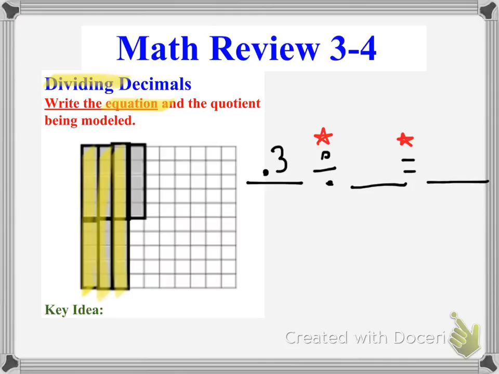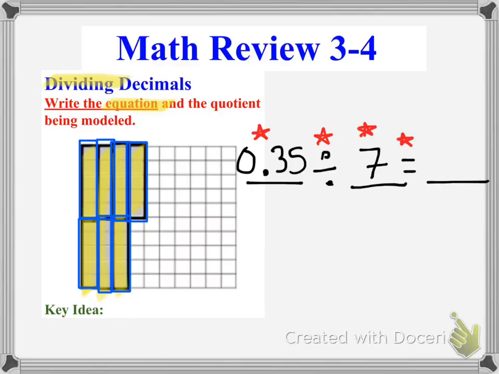that's going to be the first number that I write in my dividend, a 3 in the tenths place, and then I have 5 hundredths, so it's going to be 5 in the hundredths place. So my dividend becomes 35 hundredths. That's the whole entire thing that's shaded. And it's going to be divided into 1, 2, 3, 4, 5, 6, 7 groups. So my divisor is 7. So that's going to be another star.